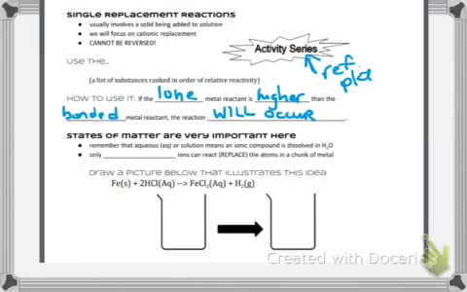So only the ions that are in solution can react or replace a piece of metal, and those are called dissociated ions.